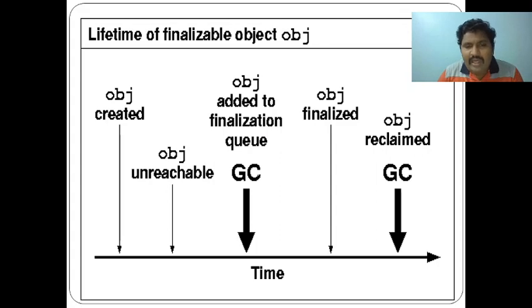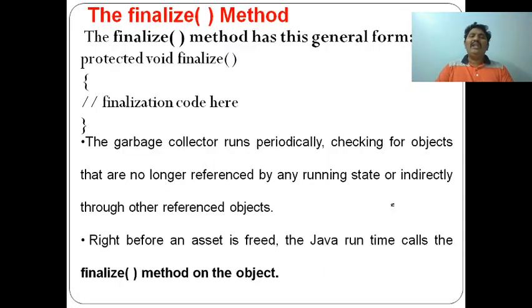Then the garbage collector comes to the active phase. But before the garbage collector deletes it, it calls the finalize method. Here we perform whatever necessary things before that particular object is destroyed. After that, the object is automatically reclaimed by the garbage collector. So this is what happens internally.